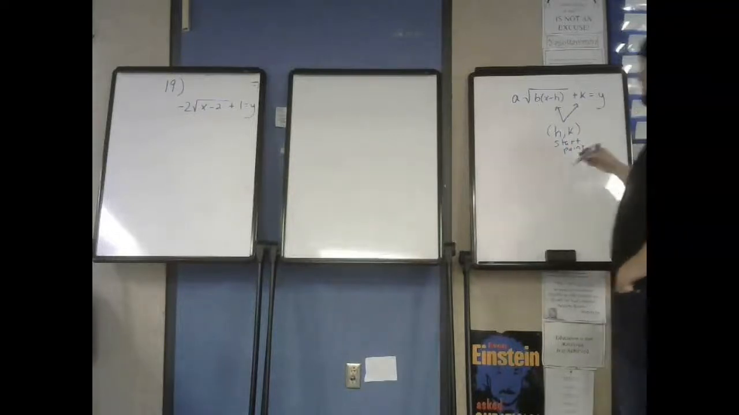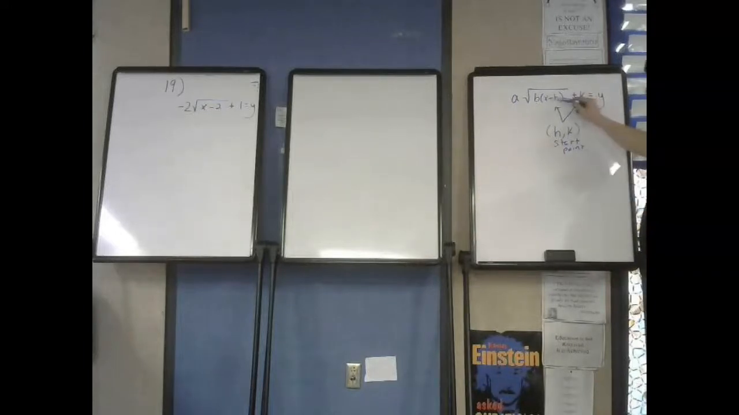I want you guys to notice also the sign is opposite on the h. This says minus h, but this is a positive h. So you change the sign of this number. You don't change the sign of this one. It's a positive k, it's a positive k. So you change the h, but you don't change the k. That's your starting point when you're graphing these.